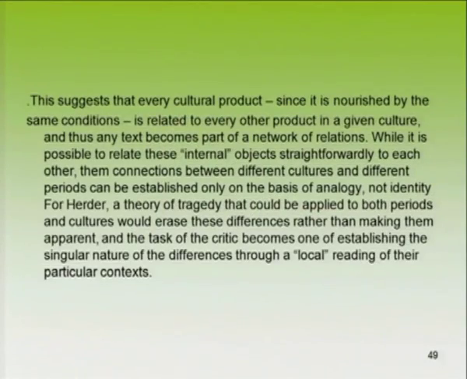This suggests that every cultural product, since it is nourished by the same conditions, is related to every other product in a given culture. And thus, any text becomes part of a network of relations. So, whatever comes out from that becomes a network of production. While it is possible to relate these internal objects straightforwardly to each other, the connections between different cultures and different periods can be established only on the basis of analogy, not identity. So, this was Herder.